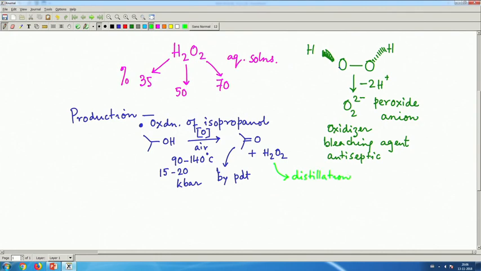And once it is out through distillation we can go for concentration. It is therefore concentrated to increase its concentration from say 20% to 70%, which is available in the market. So, concentrated hydrogen peroxide can be produced from isopropanol, and the acetone which is obtained as byproduct can be recycled back to isopropanol through simple hydrogenation, through reduction.